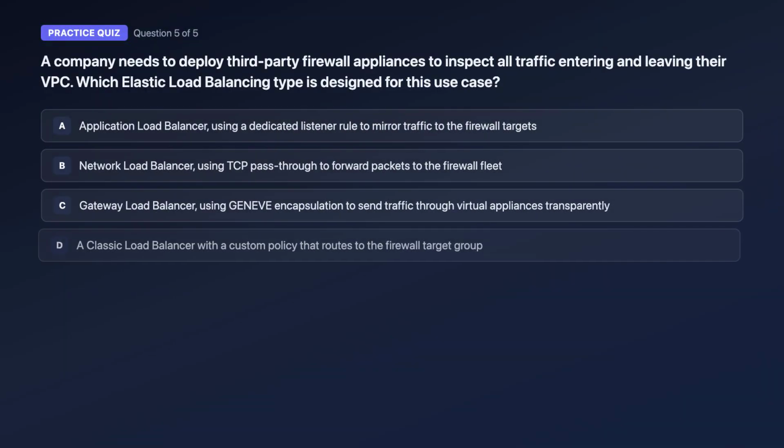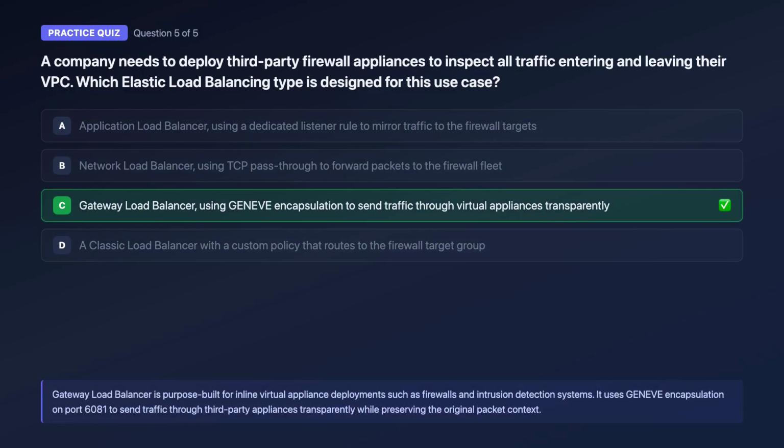Last one. A company needs to deploy third-party firewall appliances to inspect all traffic entering and leaving their VPC. Which elastic load balancing type is designed for this use case? Option A, application load balancer, using a dedicated listener rule to mirror traffic to the firewall targets. Option B, network load balancer, using TCP pass-through to forward packets to the firewall fleet. Option C, gateway load balancer, using GENEVE Encapsulation to send traffic through virtual appliances transparently. Or option D, a classic load balancer with a custom policy that routes to the firewall target group. Got your pick? Let's see.